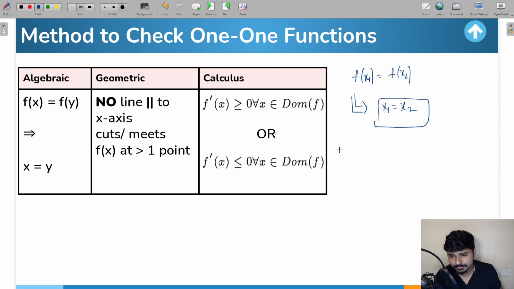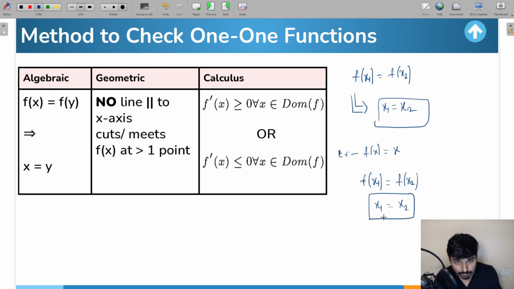I can take an example for that. Let me take an example. f of x is equal to x. Now, if I'm going to ask you whether this function is going to be a 1, 1 function or not, what you can do is apply the algebraic method. You have to start with this particular condition, f of x1 is equal to f of x2. So f of x1 would be x1, f of x2 is going to be x2. You see, you are exclusively getting the condition x1 is equal to x2 from here.